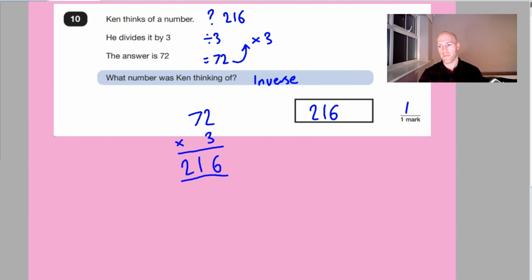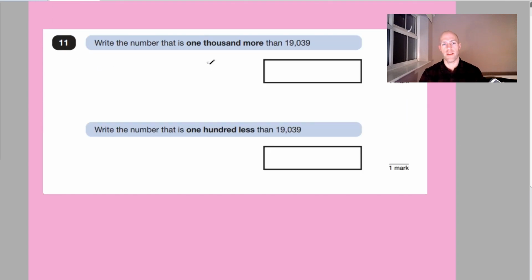Well, Mark, write down the number that is 1,000 more than 19,039. So we've got 19,039. You've got your thousands over here, hundreds, tens, ones. Honestly, if more people just write those place value headings, it would make things a lot easier.